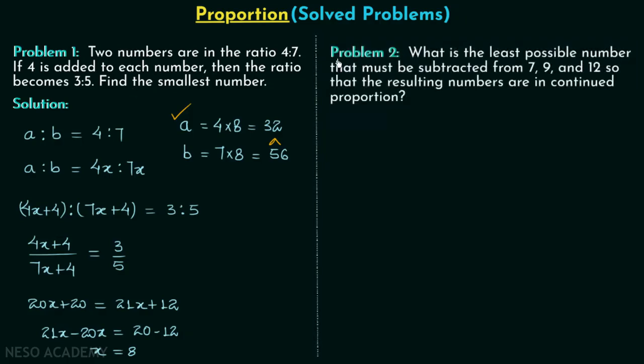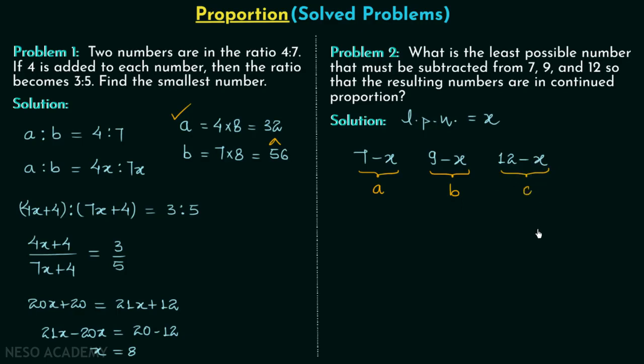And now we will move on to our problem number 2. What is the least possible number that must be subtracted from 7, 9 and 12 so that the resulting numbers are in continued proportion? Let us say that the least possible number is equal to x, and we are subtracting x from 7, 9 and 12. And I will say 7 minus x is our number A, 9 minus x is our number B, and 12 minus x is our number C.